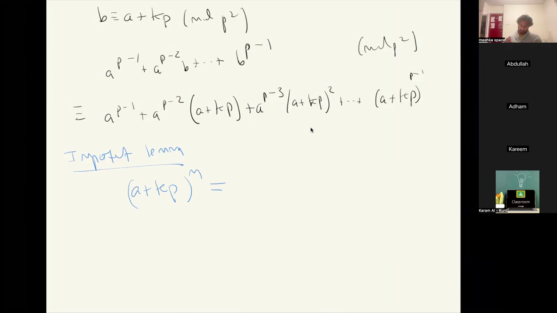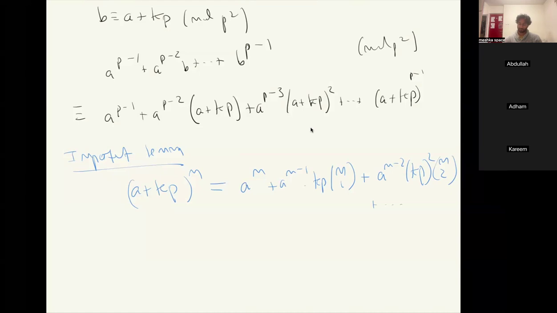Let's understand. m is just some exponent, but what do we have? We have a to the m, that's okay. Then a to the m minus 1 times kp times m choose 1, that's okay. But then the next term is going to actually be 0 because we have (kp) squared, and everything else is going to be 0. So all of these terms that come after will all vanish mod p squared.